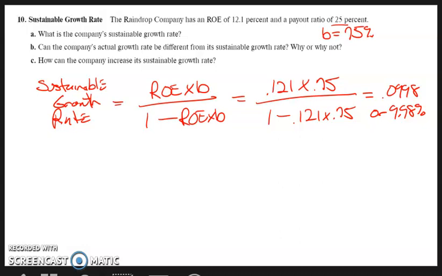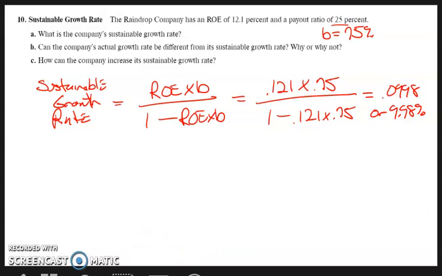So remember that the sustainable growth rate is the growth rate that can be maintained by maintaining the existing capital structure of the firm. So you would increase the debt and equity proportions of the company's assets on a pro rata basis.